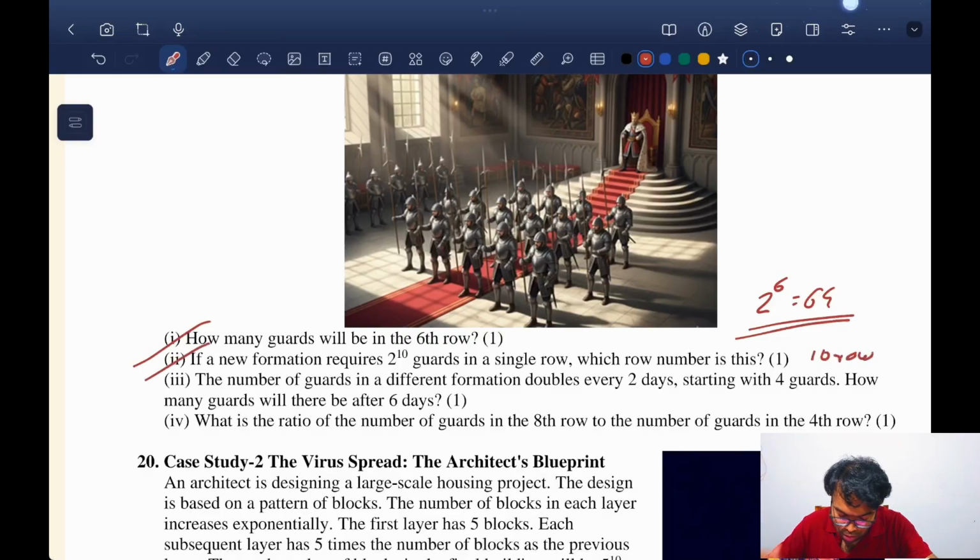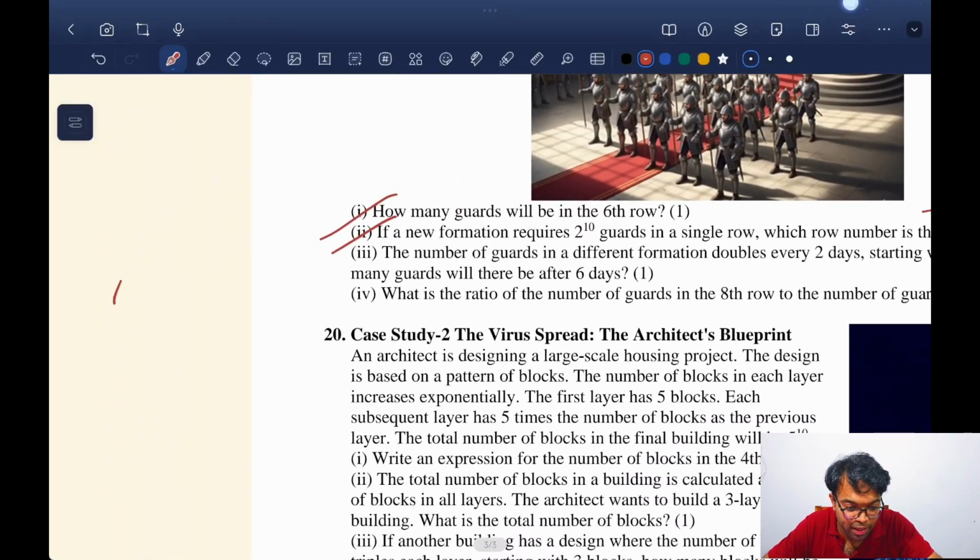ये भी सही है. The number of guards in a different formation doubles every 2 days, starting with 4. 4 से शुरू हो रहा है, ठीक है, और डबल हो रहा है every single day? How many guards will there be after 6 days? After 6 days, so 4 guards से तुमने शुरू किया, that is 4, तुम मल्टीप्लाई कर दी और कितनी बार डबल हो रहा है, 6 दिन डबल हो रहा है, तो 2 to the power of 6.